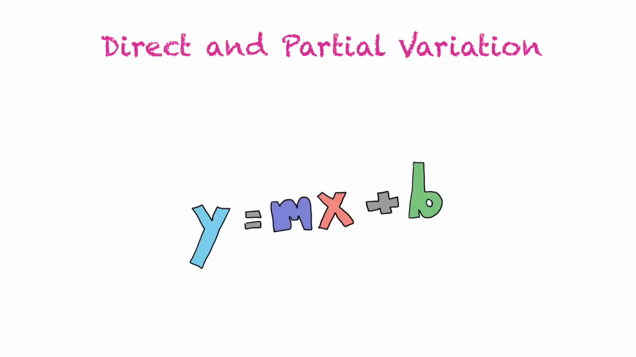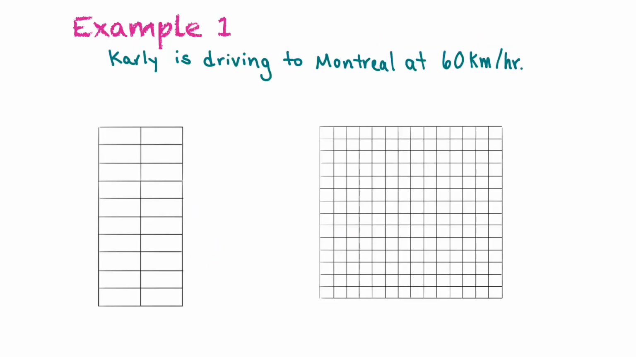In this video, we're going to learn about direct variation and partial variation and how to identify the difference between each of them. In this first example, we're being told that Carly is driving to Montreal at 60 kilometers per hour. And we're being asked to fill in a table of values to show her distance as time goes on, up to 10 hours. And then once we have that table of values, we're going to graph the relationship and we're going to label the independent and dependent variable on the axes.